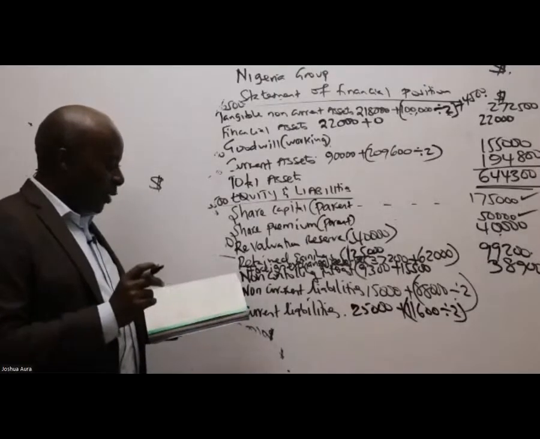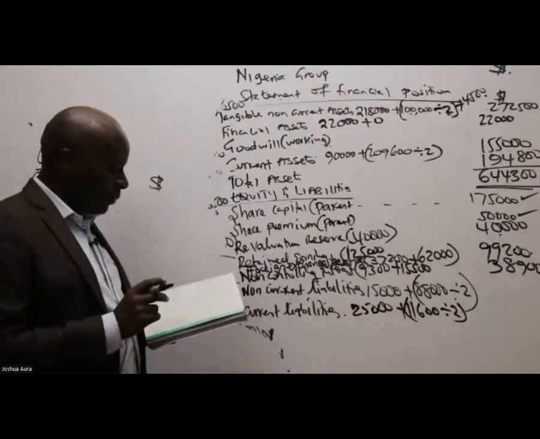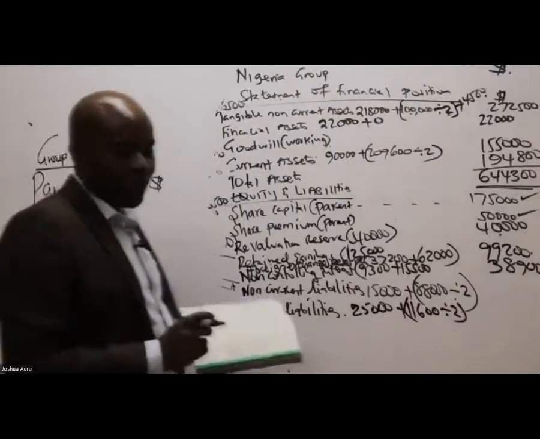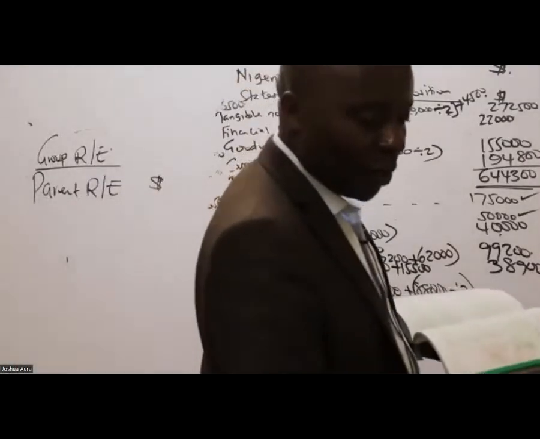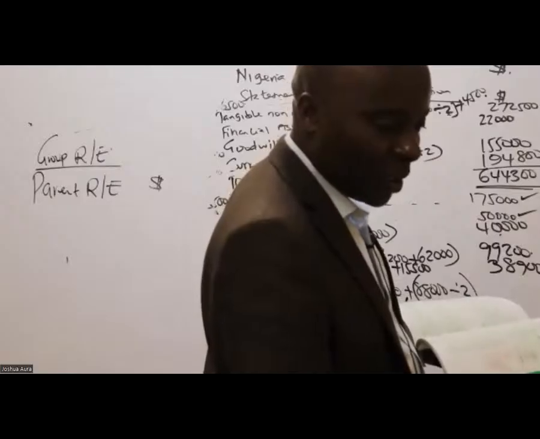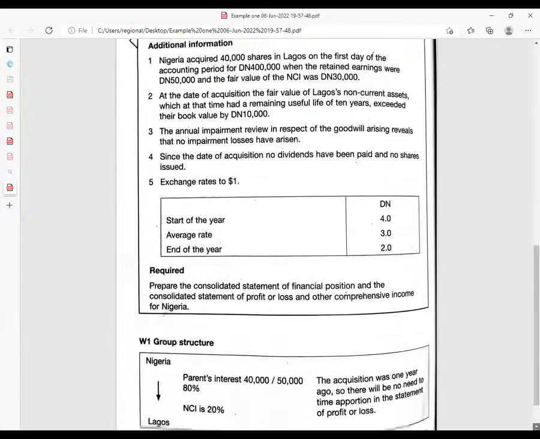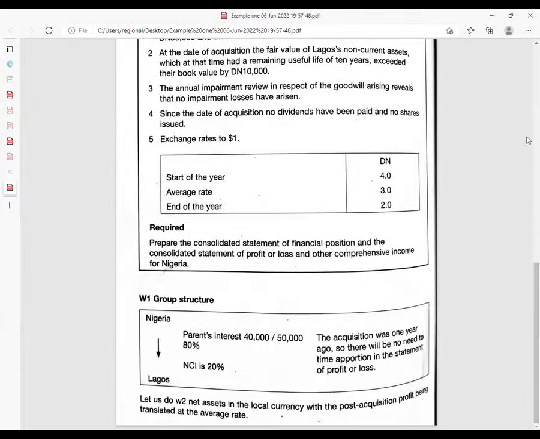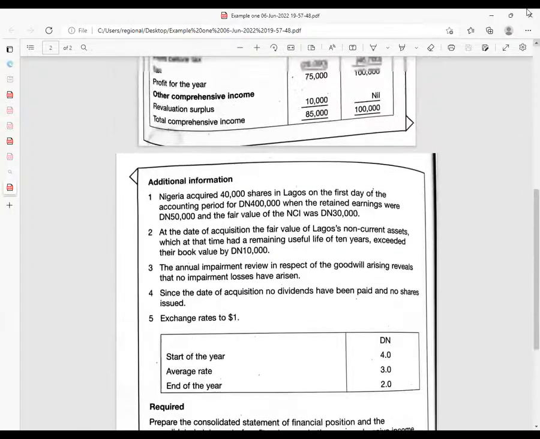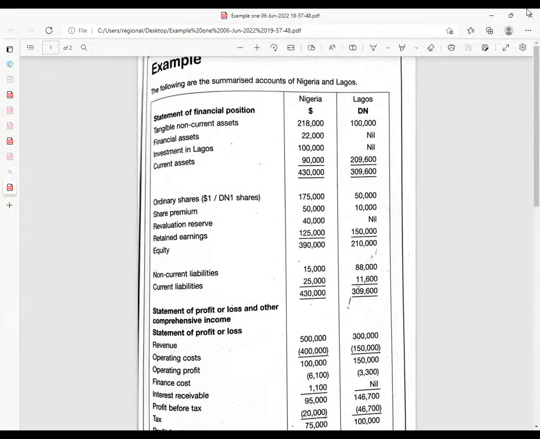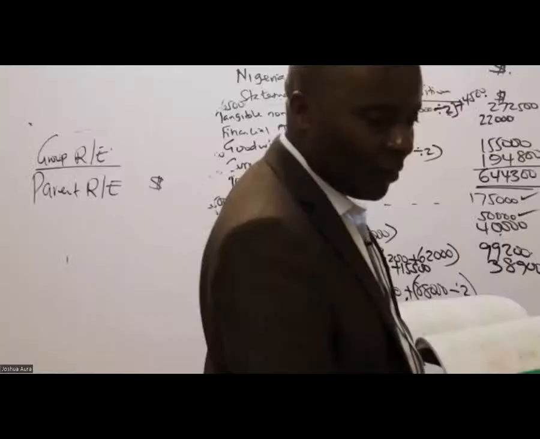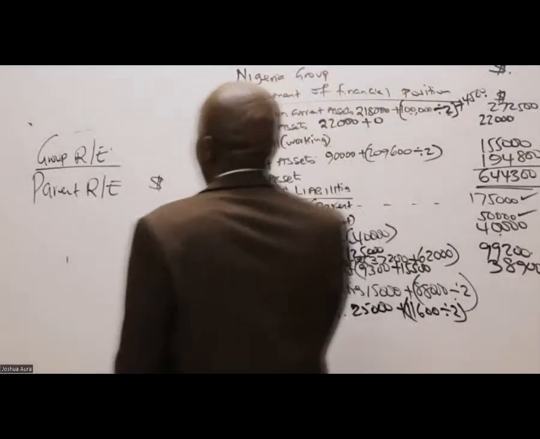Parent's retained earnings, what do we have from the balance sheet? Parent's retained earnings from the balance sheet. Right? 125,000, isn't it? So here we have 125,000.